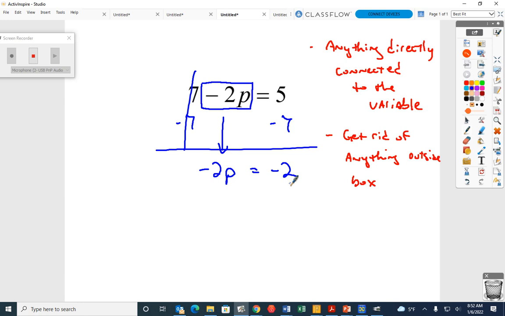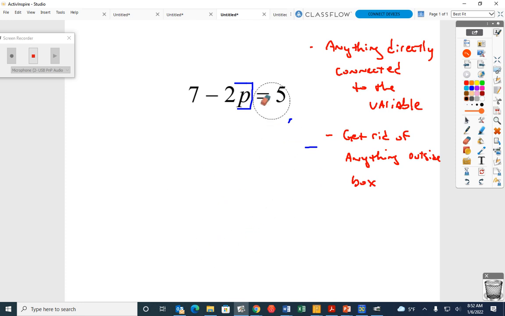Well, how do we undo multiplication? Division. So if we divide this by negative 2 and divide this by negative 2, those cancel. What is a negative divided by a negative? Positive. And what is any number over itself? Don't say 0. 1. So this would be p equals 1. Do you see how we did that?